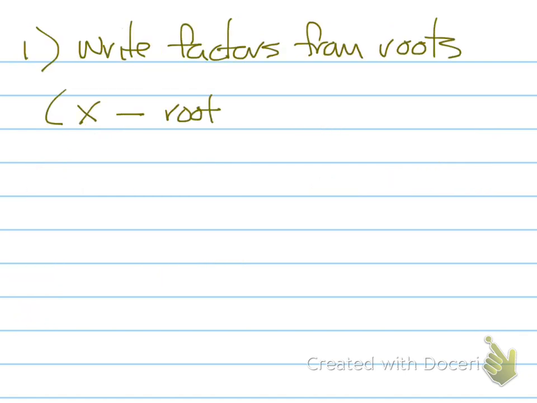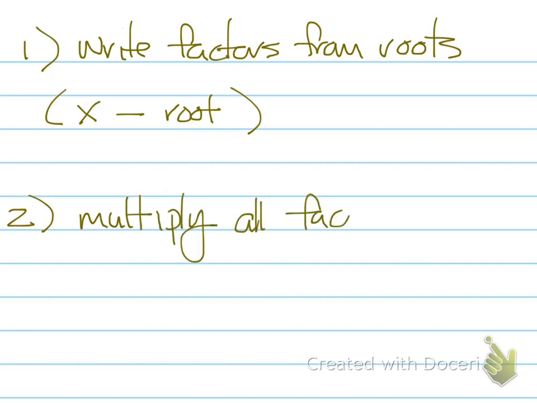So in writing the polynomials given the roots, the first thing you're going to do is write the factors from the roots. The way that you write the factors from the roots is simply, inside of parentheses, x minus whatever that root is. And then once you have all the factors for each one of the roots written, you just multiply all the factors.